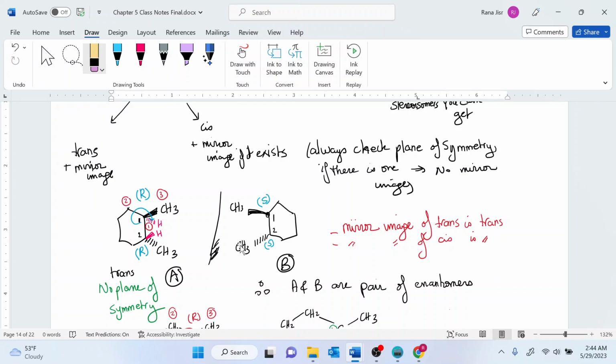Because if you go from trans to cis, these are diastereoisomers. We want to keep the enantiomers here because A and B are enantiomers. So if you start with a trans, you need to end up with a trans.